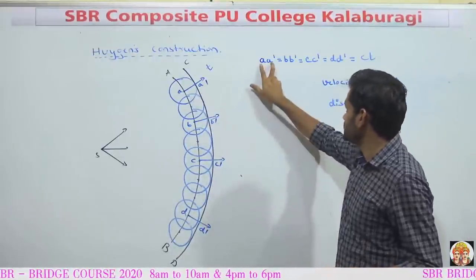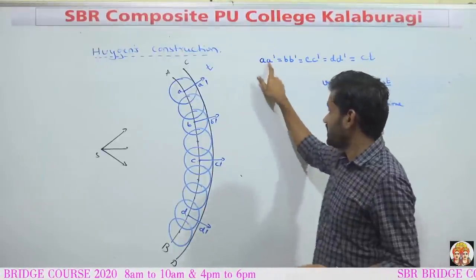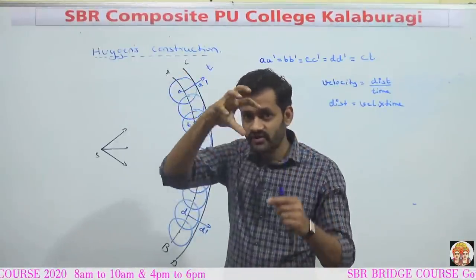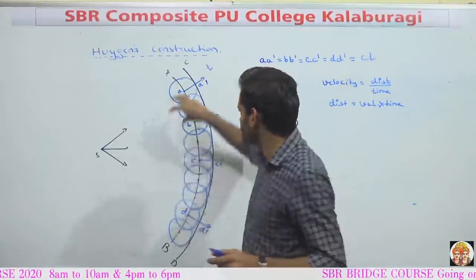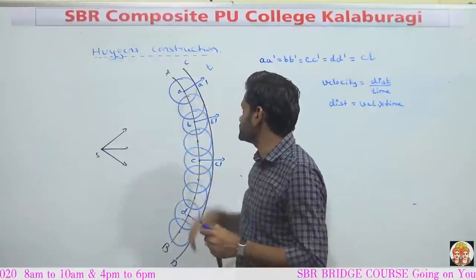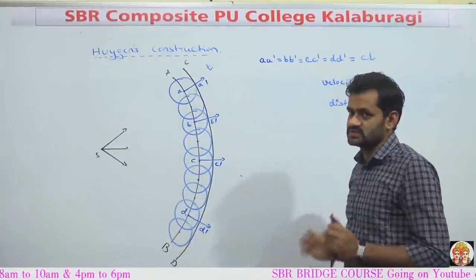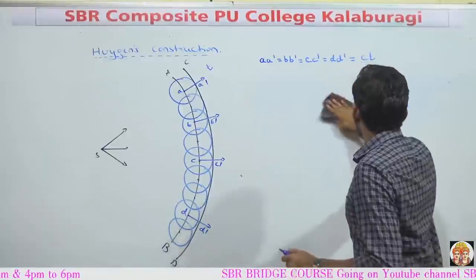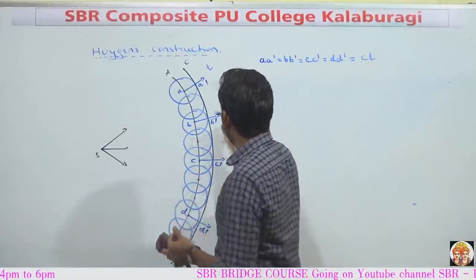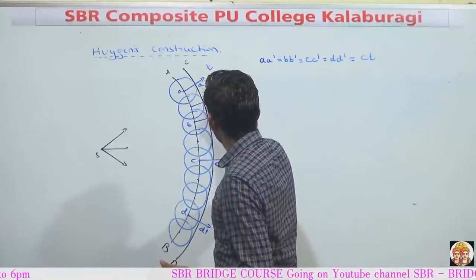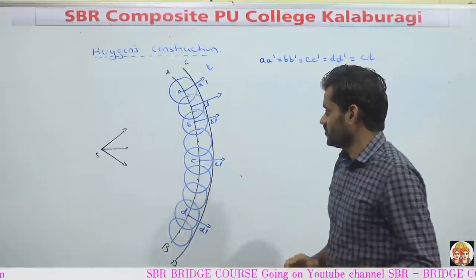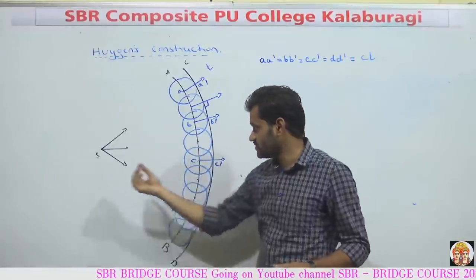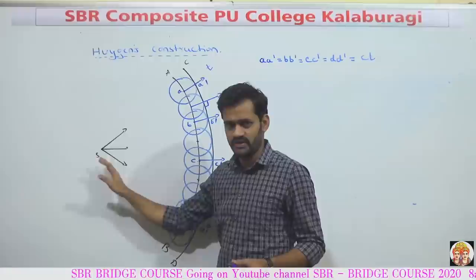All distances are the same. This is AA dash, BB dash, CC dash. AA dash is what? The radius of this sphere. A wavelet is nothing but a small sphere. Okay, this one. So like this, AA dash, BB dash, all distances are the same. The angle between this ray of light and the wavefront is what? 90 degrees. Where have I considered this? I have considered this wavefront at a finite distance from the source, very near to the source.